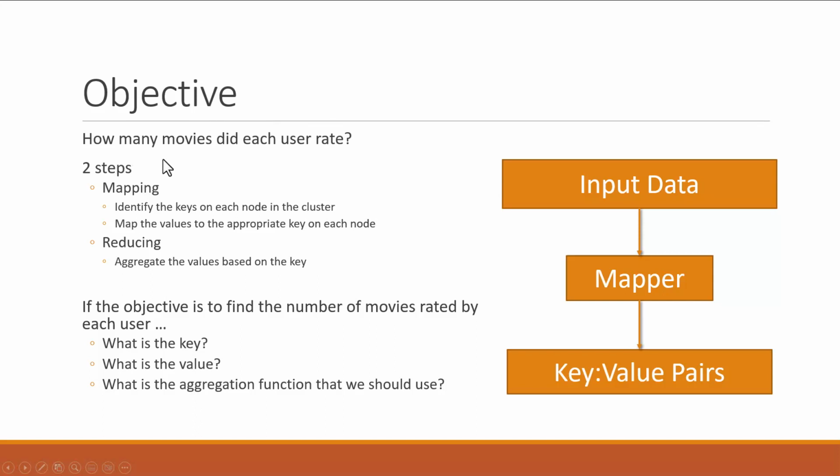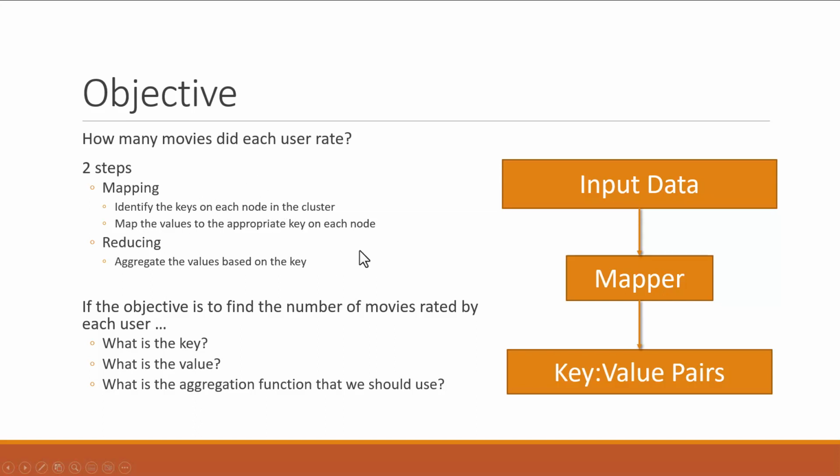And again, there's basically two steps in this process. First of all, the mapping step. The mapping step identifies the keys on each node in the cluster. So if our objective is to identify how many movies each user rated, the key is going to be the user ID, because that's what we're interested in. For each user ID, how many ratings have actually occurred. So we're going to identify the key as the user ID.